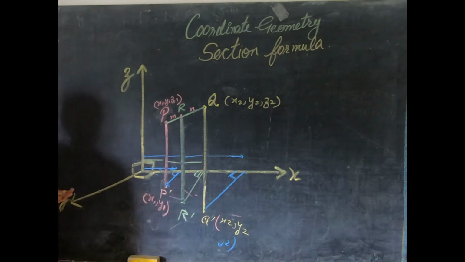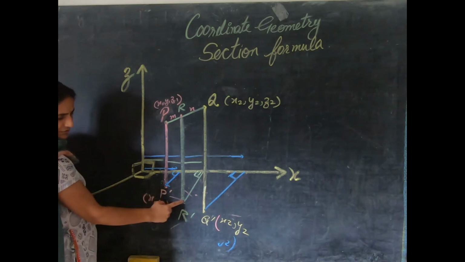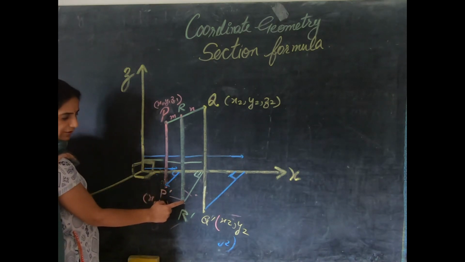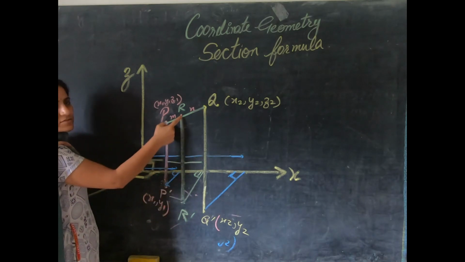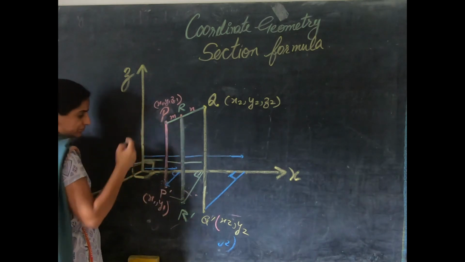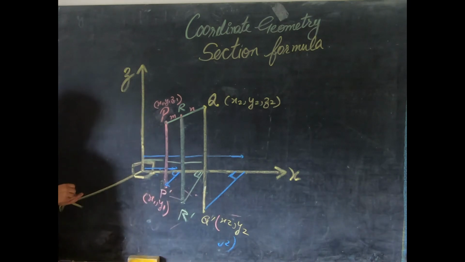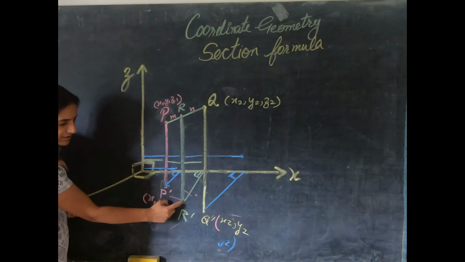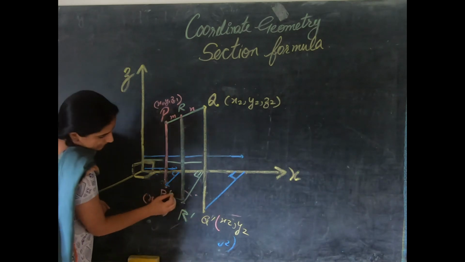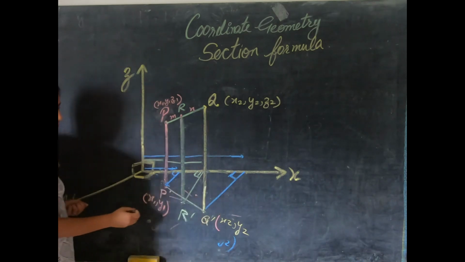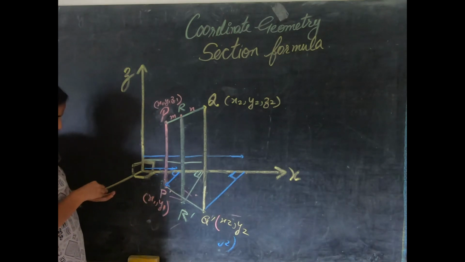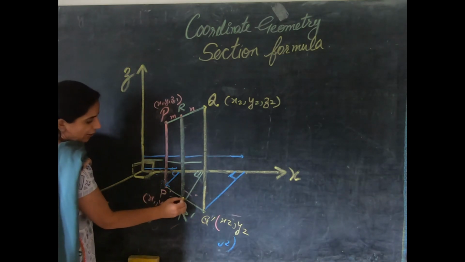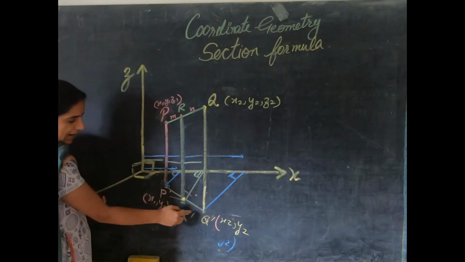Now, what are the coordinates of this? We have to find out its coordinates, no? Because its coordinates are related to its coordinates. How come they are related? I'll explain that. First, let's find out its coordinates. Okay? Let's join these two. Now, how to find out the coordinates of this point, R dash?